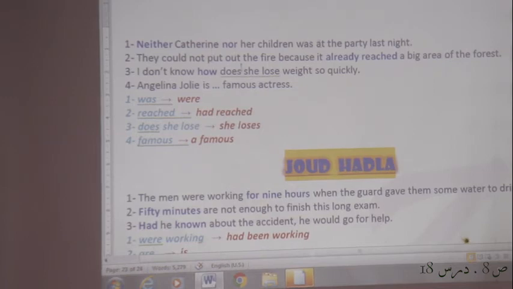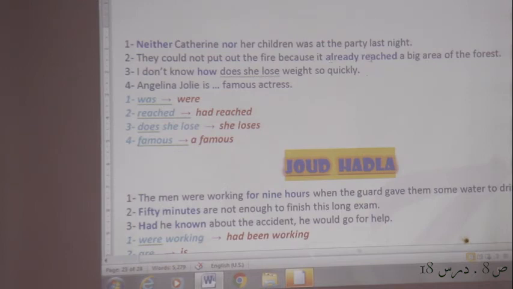Now, they could not put out the fire. They couldn't put out the fire because it already reached. Again, an action happened before another action in the past. So they could not put out the fire. Why? Because it already, this is the first action, the first action. The first action must be in the past perfect.